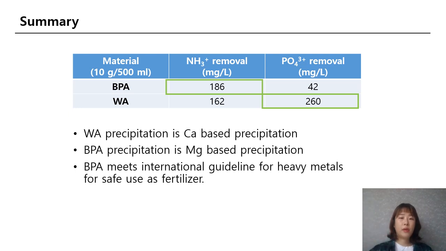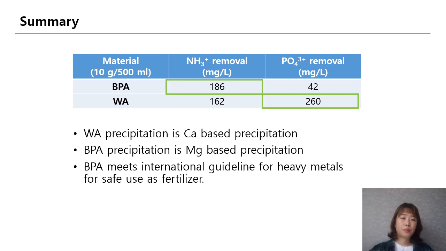So as a summary, compare BPA and WA. The BPA has higher ammonia removal rate, and adding WA has high removal rate of phosphate. So BPA can replace WA for removing nutrient. However, phosphate removal rate should be improved.